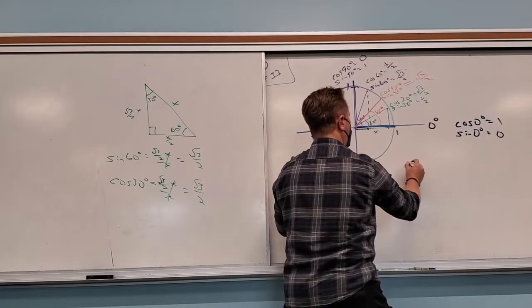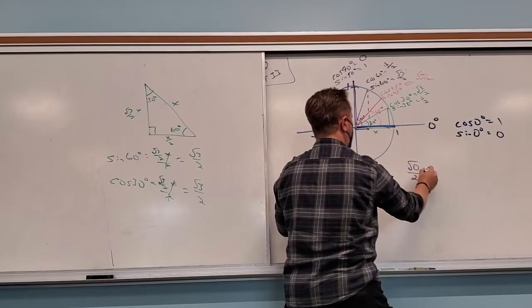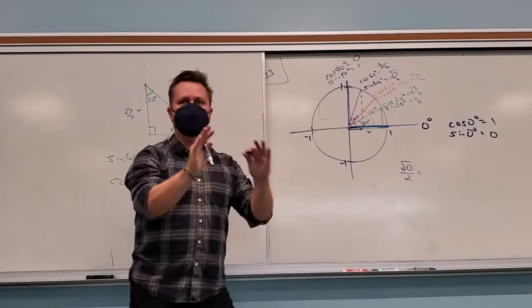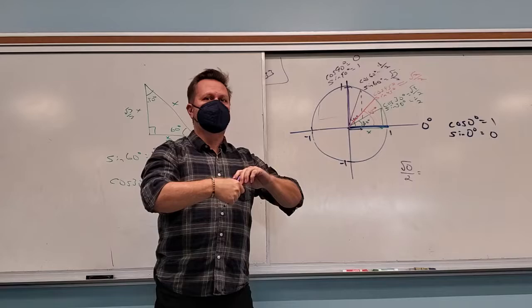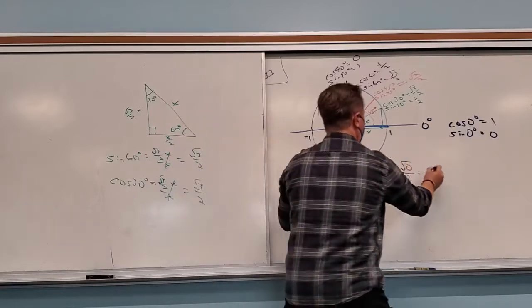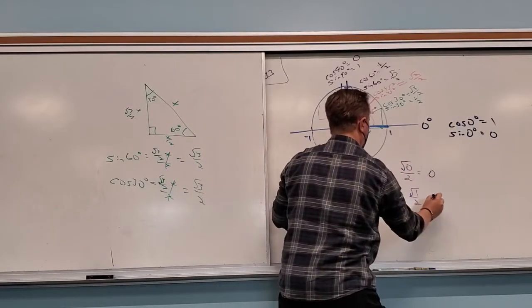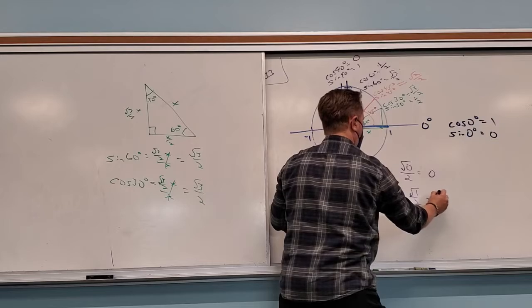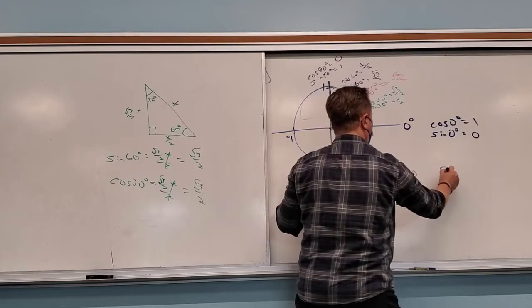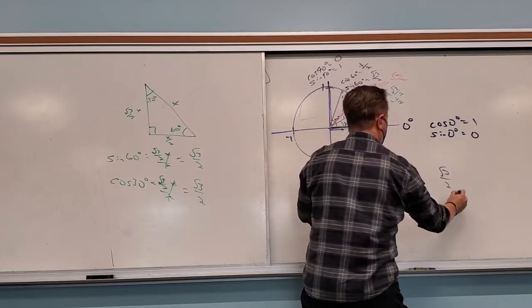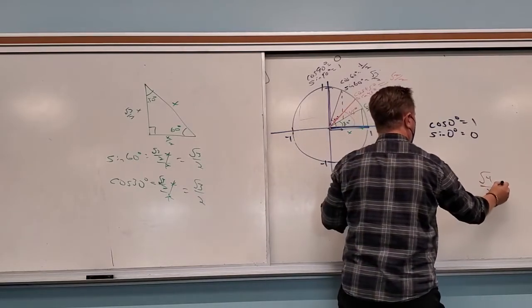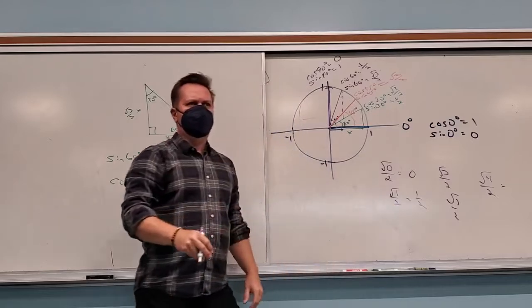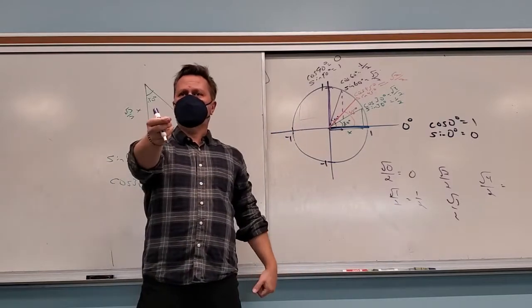Can somebody tell me, what's the square root of 0 divided by 2? This is going to seem like it's totally out of nowhere. Just go with me. 0, correct? What's the square root of 1 divided by 2? 1/2. What's the square root of 2 divided by 2? What's the square root of 3 divided by 2? What's the square root of 4 divided by 2? Yeah, square root of 4 is 2, divided by 2 is 1.